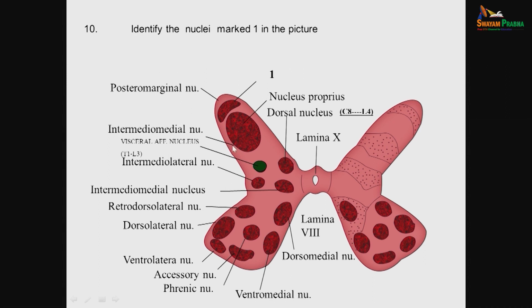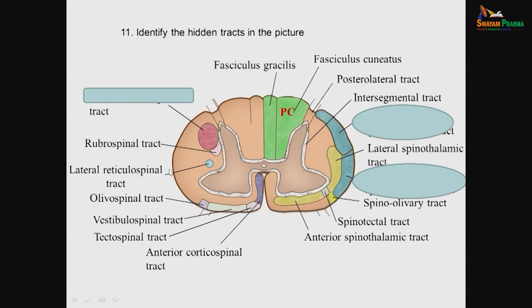In this picture, please identify the nuclei marked 1. We have talked about various nuclei in the posterior gray horn, intermediate region and anterior gray horn. So, what is this 1? 1 is substantia gelatinosa.